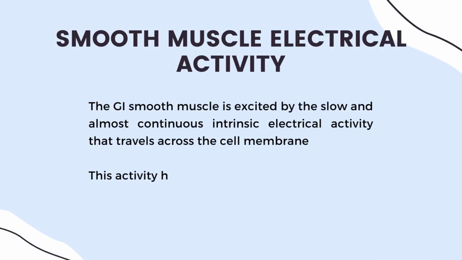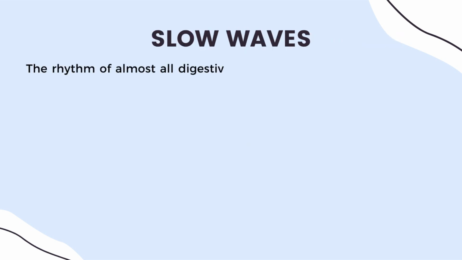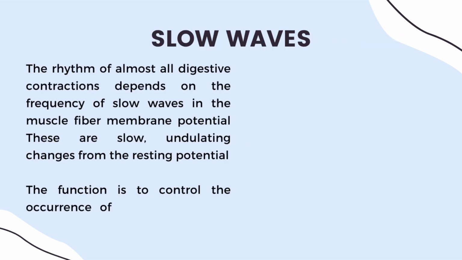Gastrointestinal smooth muscle is excited by slow, almost continuous intrinsic electrical activity that travels across the muscle membrane. This activity has two types of electrical waves: slow waves and spike potentials. These are the slow waves. The rhythm of almost all digestive contractions depends on the frequency of slow waves and the membrane potential of the muscle fiber. The slow waves are not action potentials, but are slow and undulating changes of the resting potential. These oscillate or vary between 5 and 15 millivolts.